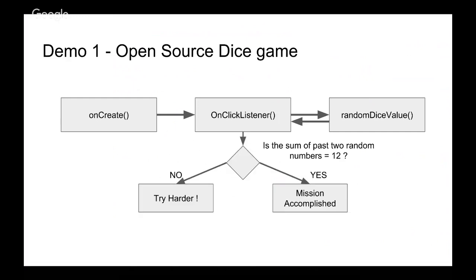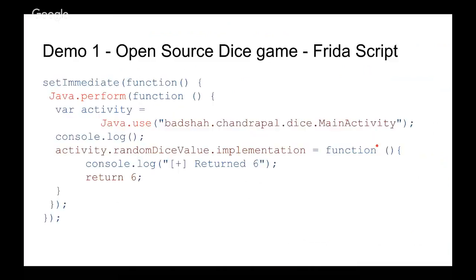Now this also checks if the sum of the past two random numbers is equal to 12, then we say mission accomplished. If not, try harder. That's what we got. Initially the sum of the past two random numbers was not 12, so we got this message, try harder. Our target will be this. Why? Because this is what returns the random number. Let's try to take control over it.